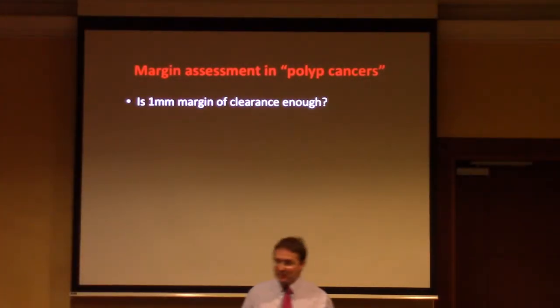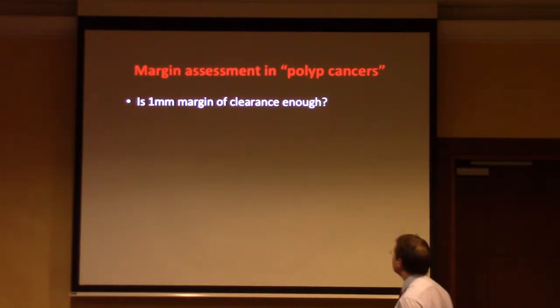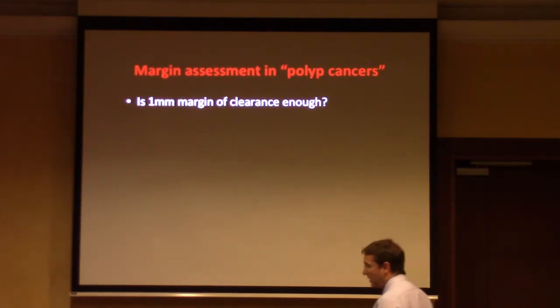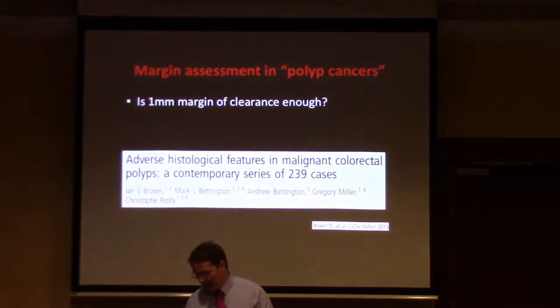Okay, and then the last and perhaps most contentious area in PT1 cancers is around margin assessment. The question is, how much margin of clearance is enough in the context of a polypectomy with a cancer in it if you don't have any other adverse features?